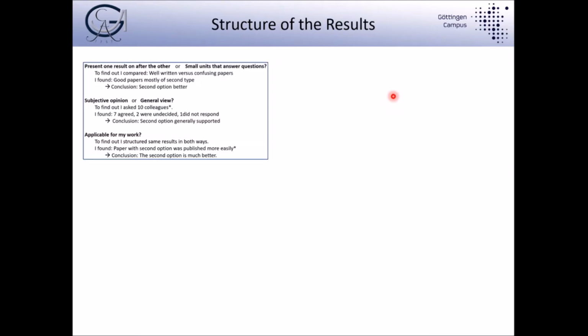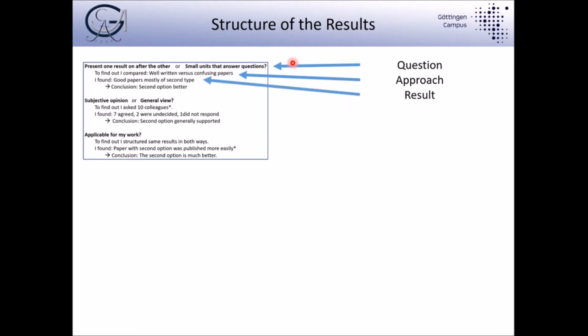Okay, how should we structure the results section? I would like to go through this using the little results that I've just presented to you as an example. So what I did is always to first put the question. Here it's 2 options, this one or this one. Then I told you how I approached that. I compared papers. Then I told you the results and what I concluded from them.